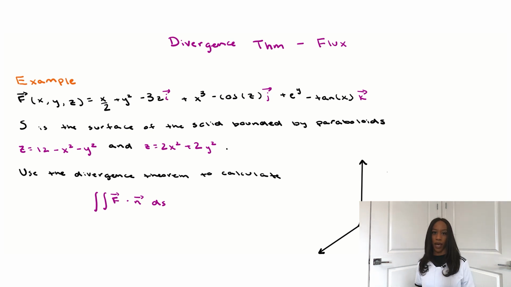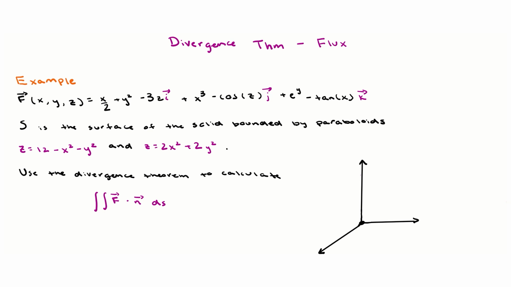So this space is bounded by two paraboloids, and since we know what those two paraboloids are, I'm going to go ahead and graph them. Our first paraboloid is 12 minus x squared minus y squared. And our second paraboloid is 2x squared plus 2y squared. It's a rough sketch, but that's basically our bounded surface. So now let's start solving for the flux.